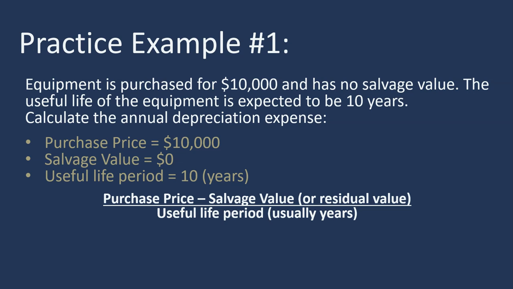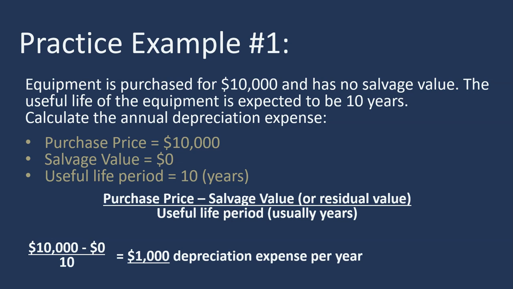We're going to use that formula that you wrote down, and simply put the information right into the formula. So $10,000 purchase price minus $0 salvage value divided by 10 years of useful life. That will be $10,000 divided by 10, which gives us $1,000 of depreciation expense per year. It's as simple as that. You take the information out of the problem, put it right into this formula, do the math, and you will have the depreciation expense measured under the straight line method.